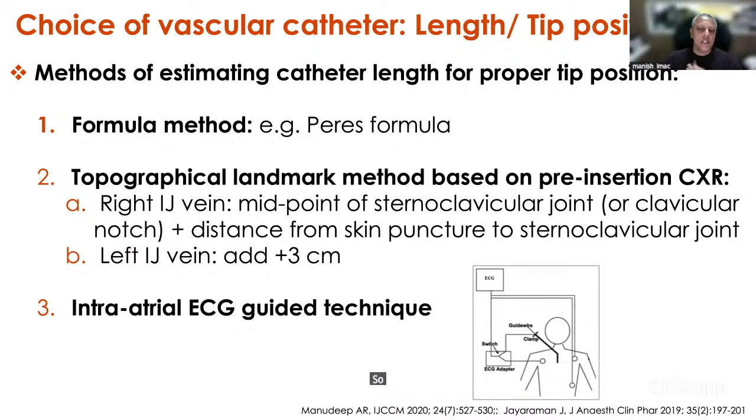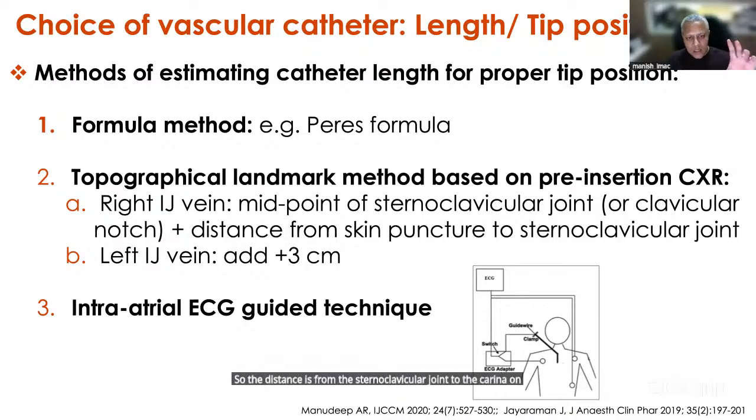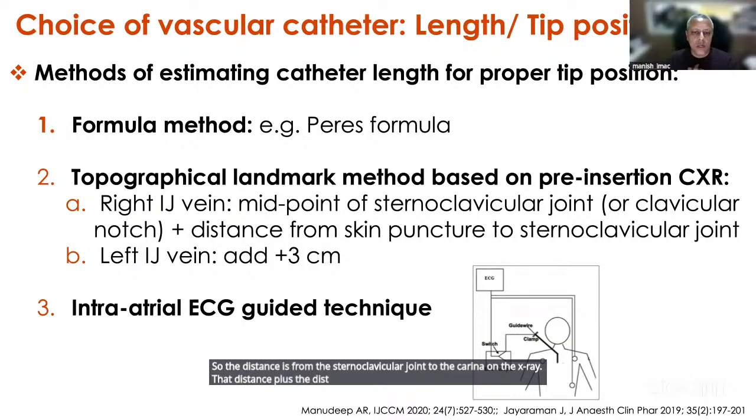So the distance from the sternoclavicular joint to the carina on the X-ray, plus the distance from skin puncture to the sternoclavicular joint, should be the length of a right IJ catheter. And if it's a left IJ, you add 3, and some people say 4 centimeters to it.